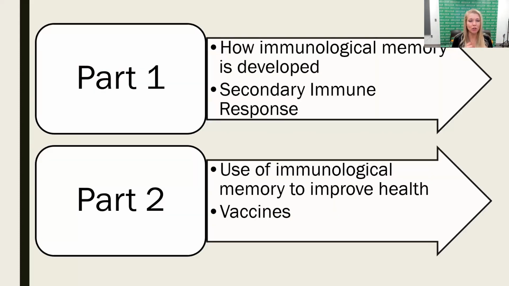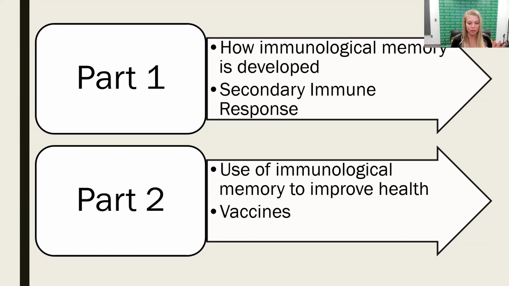So there really are two parts to this chapter. The first part is going to focus on the development of memory, so how it is developed, and then what that secondary immune response looks like because of those memory cells. And then the second part will look at immunizations, and so how memory can be used to develop a vaccination to give what we'll call artificial exposure. So we're going to break it up into those two parts.